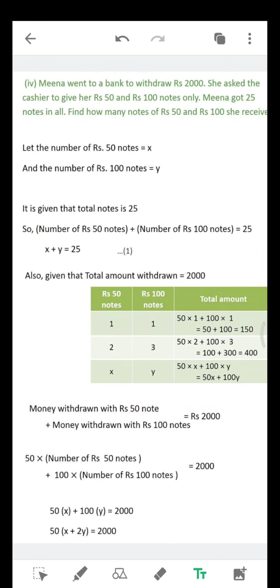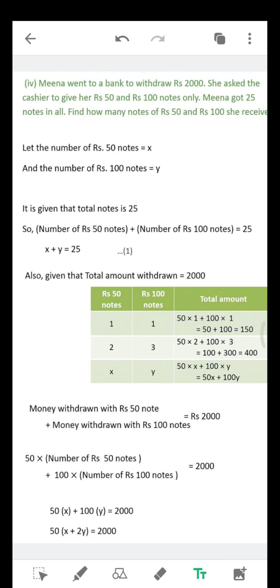You can see the question: Meena went to a bank to withdraw rupees 2000. So these all are applications of linear equations in two variables. In our day-to-day life, we have seen questions about ages, we have seen questions about fractions, we have also seen different types of questions. Now there is another question in which a girl goes to a bank to withdraw 2000.